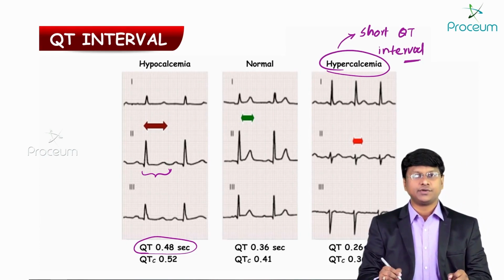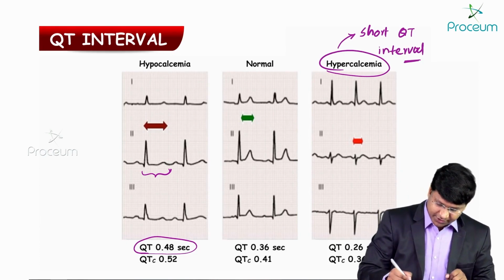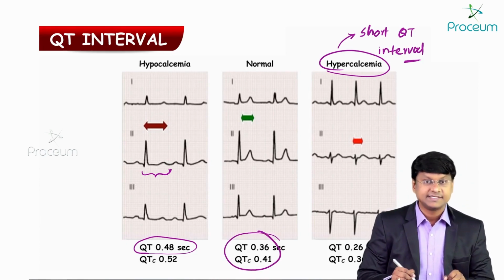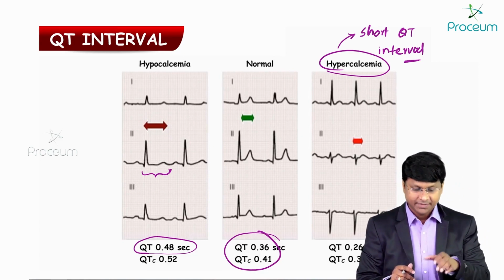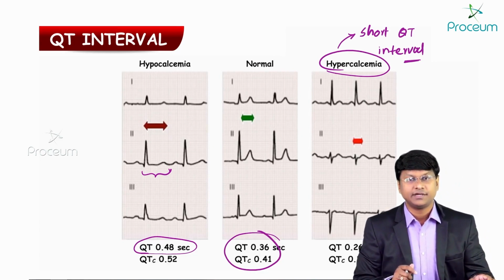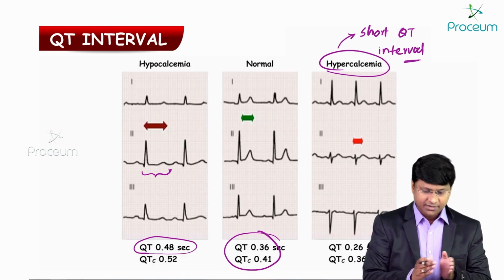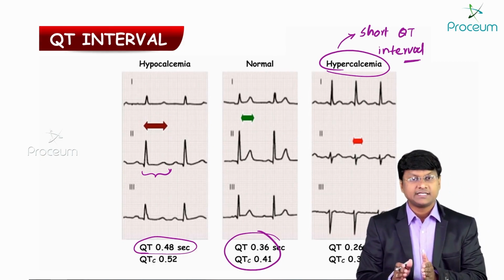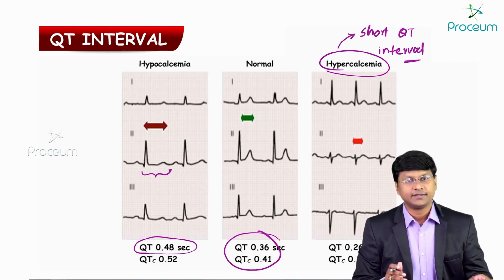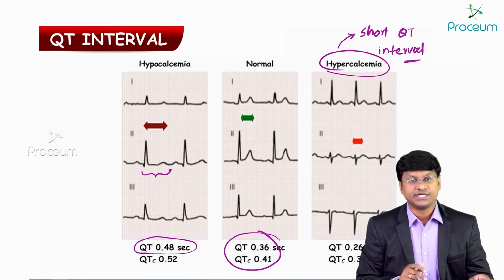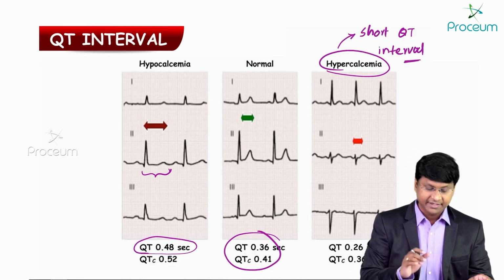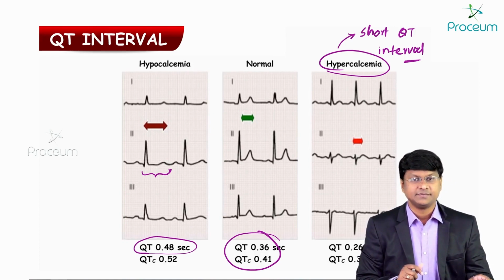Right, you will have a short QT interval, whereas this one is your normal QT interval, that is 360 to 440 milliseconds. That is the normal QT interval. So hypocalcemia, prolonged QT interval. Hypercalcemia, short QT interval, right? So that is the change in QT interval you will have in patients with calcium abnormalities.